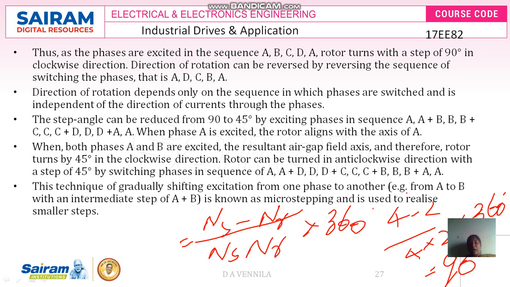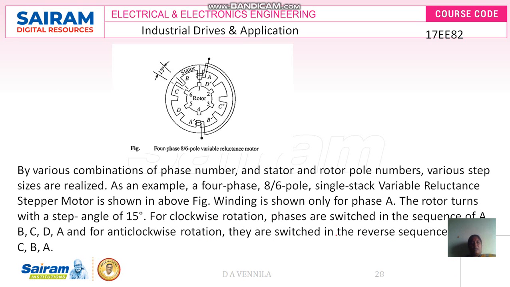If you want to make a half step, you excite in this way, and the rotation that takes place for each excitation will be 45 degrees. This is about this stepper motor.